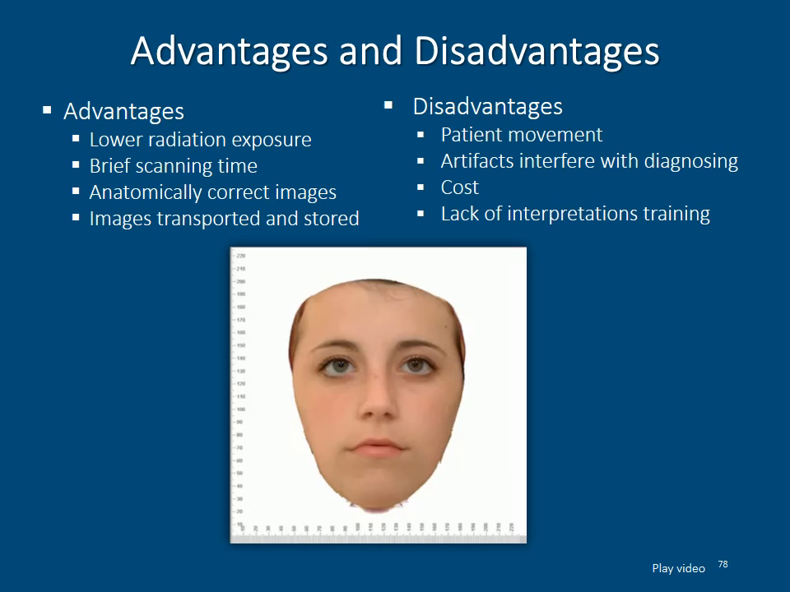Anatomically, the image is extremely correct and accurate. That is why it is used for surgical procedures, and the image is easily transported or stored and used at different locations or between different doctors viewing the cone beam.